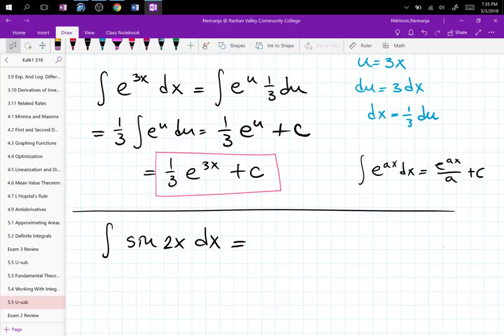All right. So we start again with the same. We say u equals 2x, du equals 2dx, dx is 1/2 du.